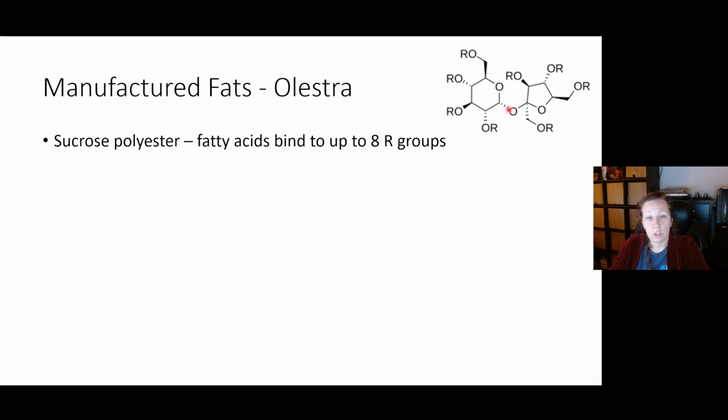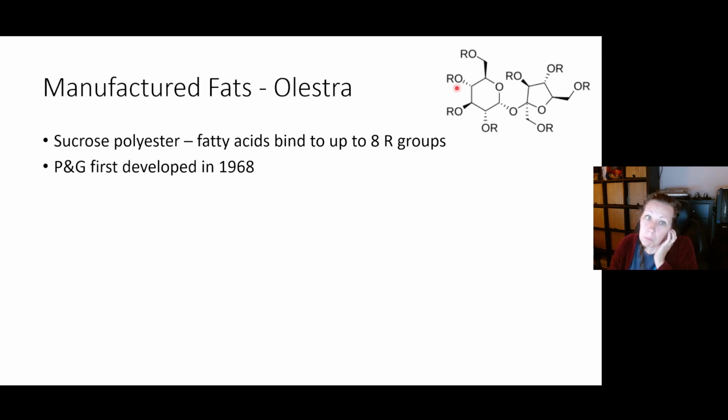If you have a certain taste profile that you are trying to achieve based on a fat that you would normally fry something in or add to a product, then you add those fatty acids to the Olestra molecule. And so this molecule will have whatever fat properties you want and whatever consistency and taste you want, just depending on what fatty acids you add to the molecule. So that's kind of cool.